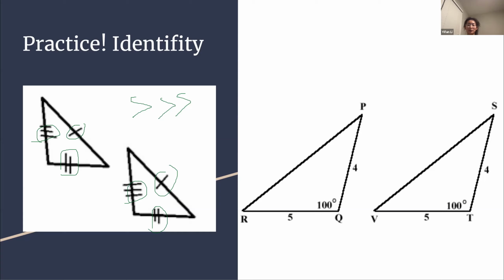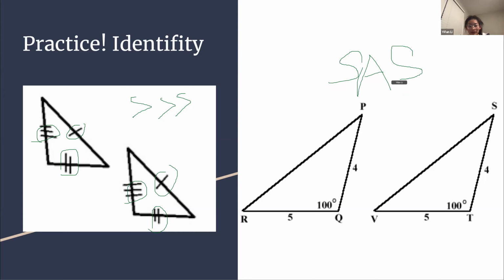Okay, so you guys can pause the video for the one on the right, and when you finish, you can resume the video. So I'm going to explain it now. Okay, so these two triangles are congruent by SAS.